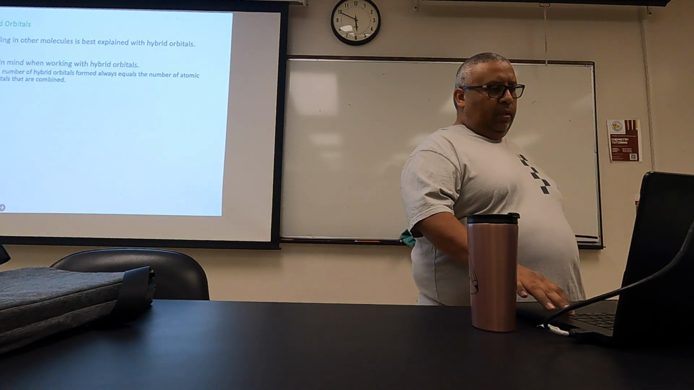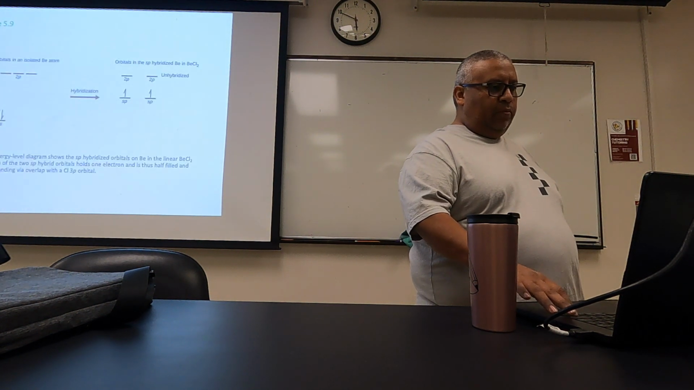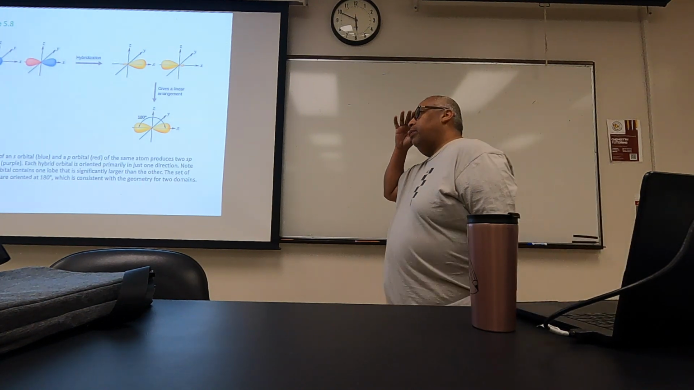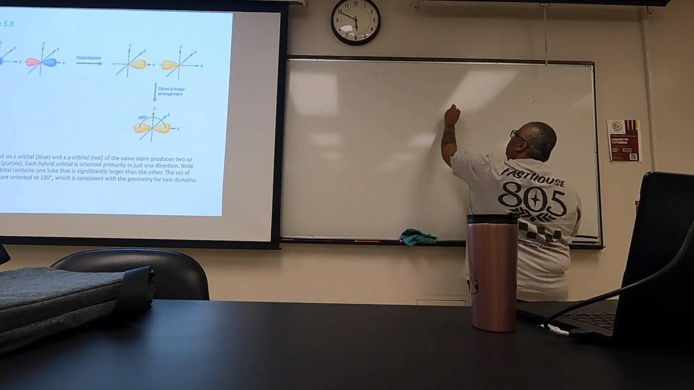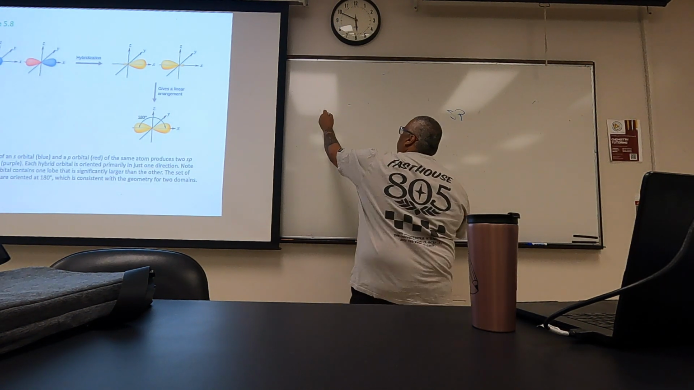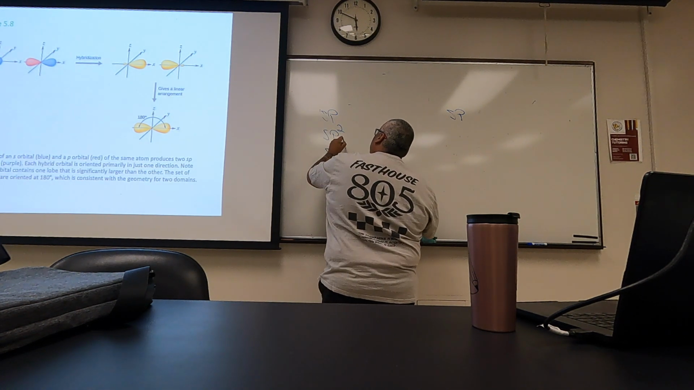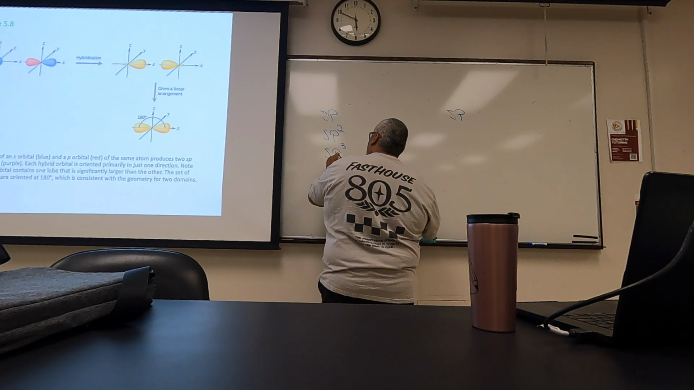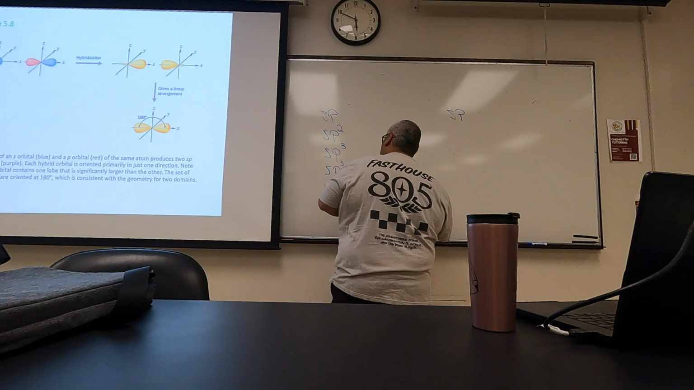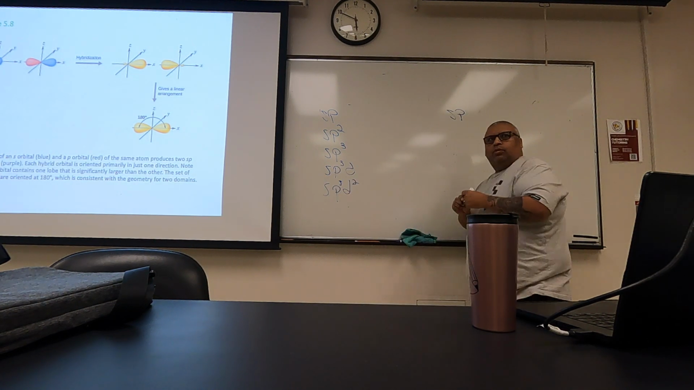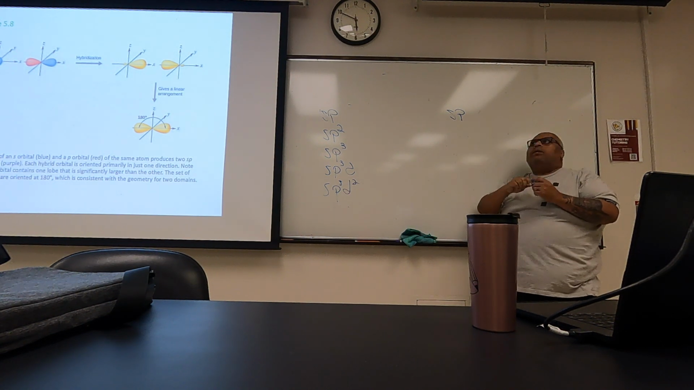Right, so let's continue where we left off. We were talking about hybridized orbitals. So we're just going to revisit where we left off here for hybridized orbitals. The ones that we're going to talk about are sp, sp2, sp3, sp3d, and sp3d2 hybridized orbitals.